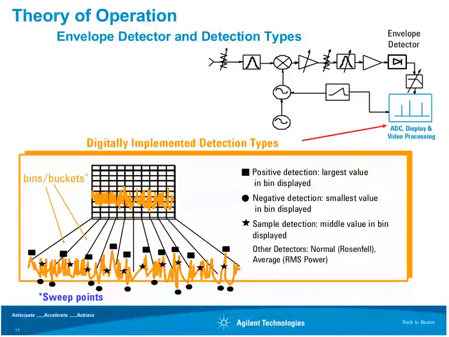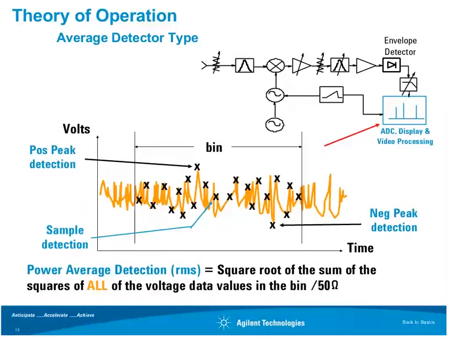And so for each one of those, if we were to pick the largest value that occurred in that tiny frequency slice, that would be what we call positive peak detection. And if you were likewise to pick the smallest value that occurred during that tiny slice of frequency, then that would be negative peak detection. Or I might take the approach and say, well, I'm not going to worry about the largest or the smallest value. If I just pick whatever value occurs at the middle of that bucket, that would be what we call sample detection, shown by the stars here. So again, depending on what you're trying to look at, you can select any of these different detector types.